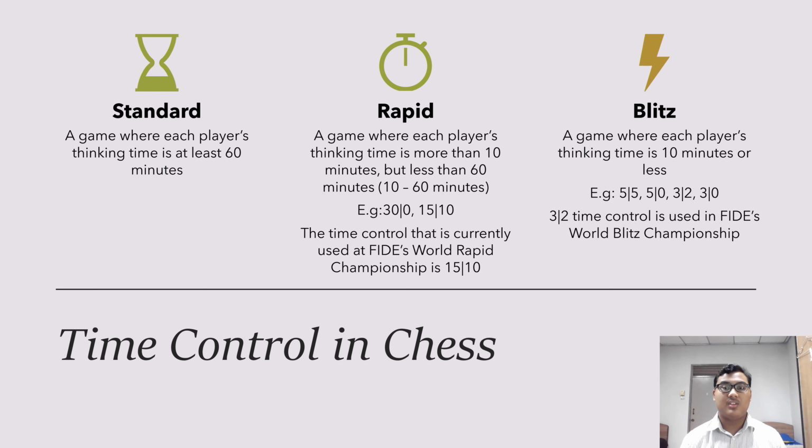The time control currently used at the FIDE World Rapid Championship is 15 minutes with 10 seconds of increment. 10 seconds of increment means that every move, the player's clock will add 10 seconds to the player's time. A blitz game is a game where each player's thinking time is 10 minutes or less. Usually people play 5 minutes or 3 minutes in blitz. But for now, the FIDE World Blitz Championship uses 3 minutes with 2 seconds of increment. So yeah, that's the basic time control in chess.